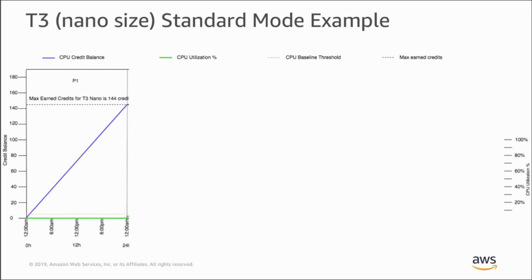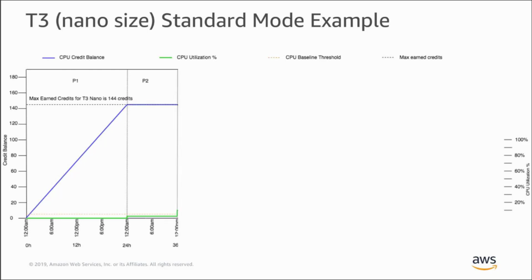So this is a T3 Nano. The T3 Nano has a baseline CPU percentage of 5%, and it can actually hold up to 144 credits, denoted by the graph on the left-hand side.